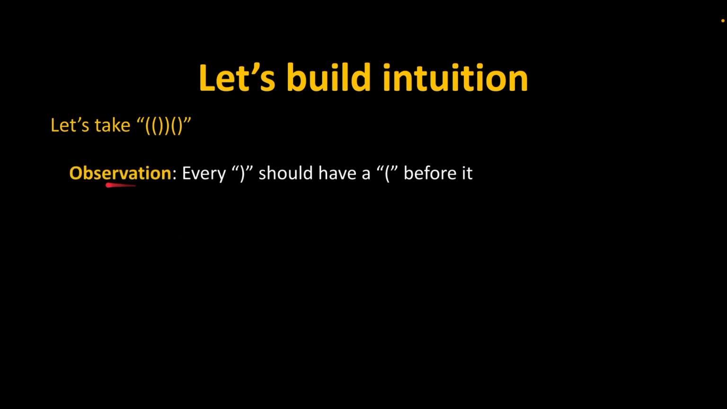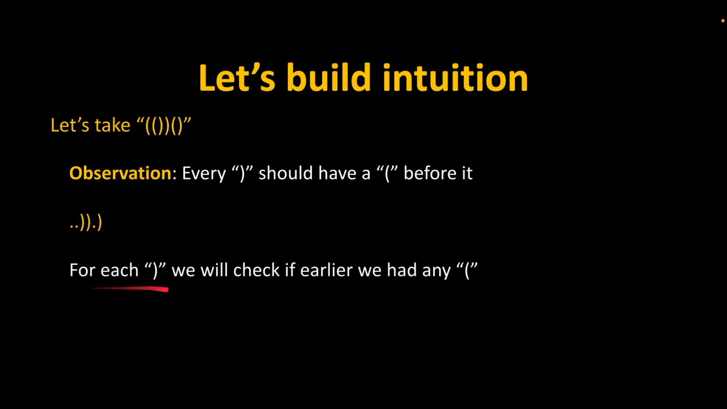So one observation we see is every close bracket should have an open bracket before it, because if we don't have an open bracket for a close bracket, then it's not valid. So we can think it is like this. There will be an open bracket for this part, and this part. So for a close bracket, we will check if earlier we had any open bracket.